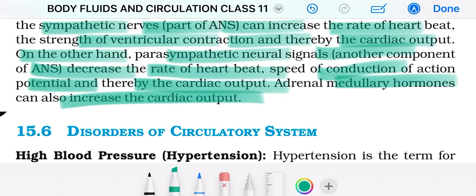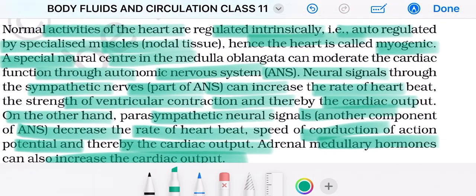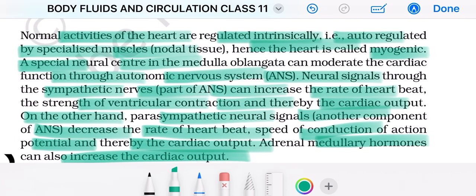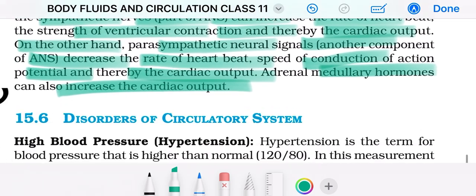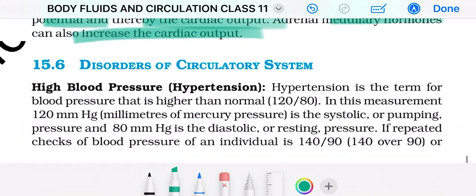Parasympathetic, what decreases the heartbeat? Yes. And the medulla oblongata moderates the cardiac function: sympathetic increases the heart rate, parasympathetic decreases the heart rate, and adrenal medullary hormones can also increase the cardiac output.